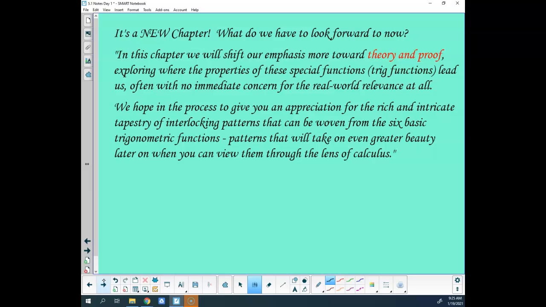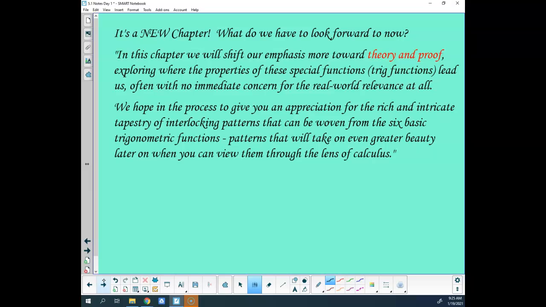We hope in the process to give you an appreciation for the rich and intricate tapestry of interlocking patterns that can be woven from the 6 basic trig functions. Patterns that will take on an even greater beauty later on when you can view them through the lens of calculus.